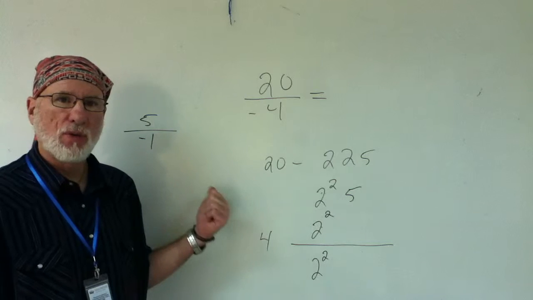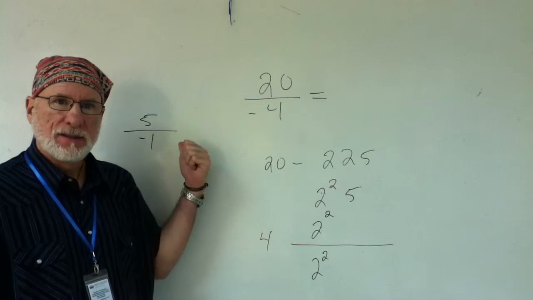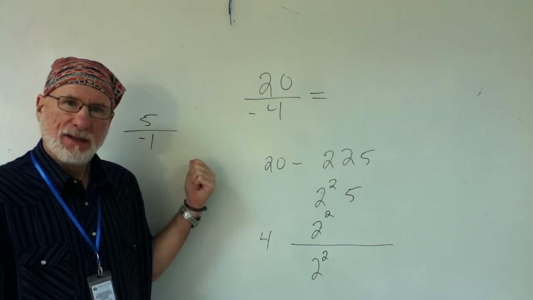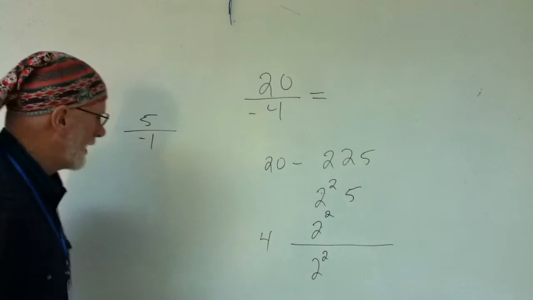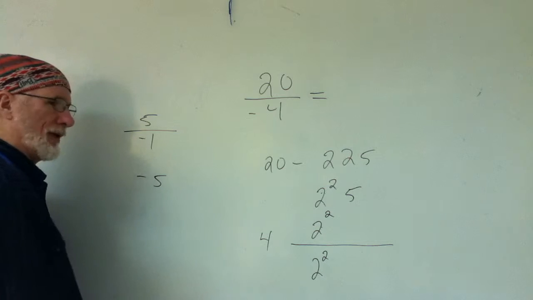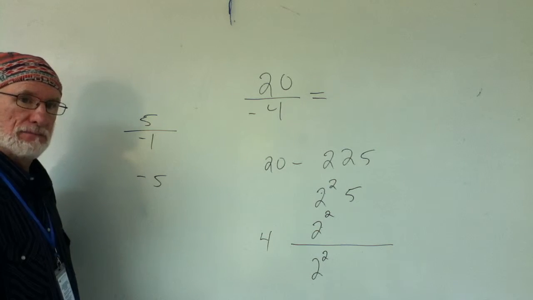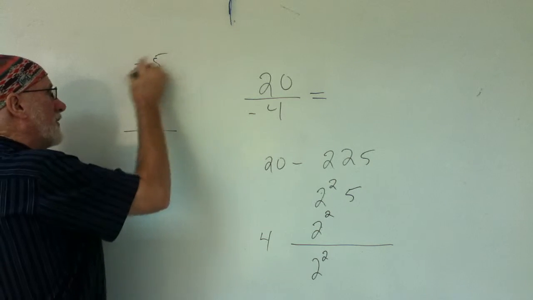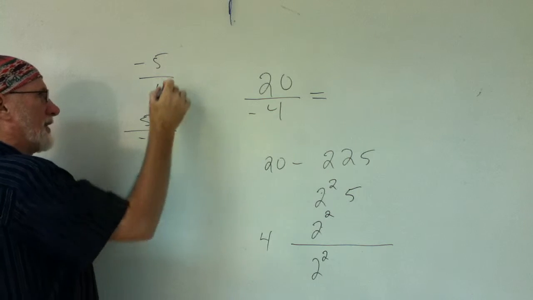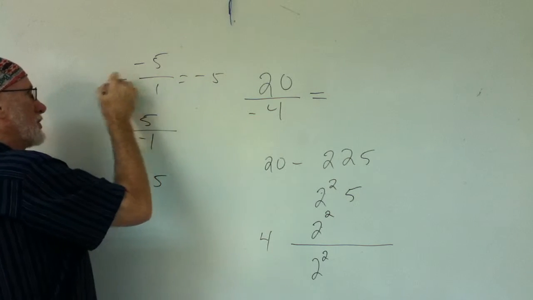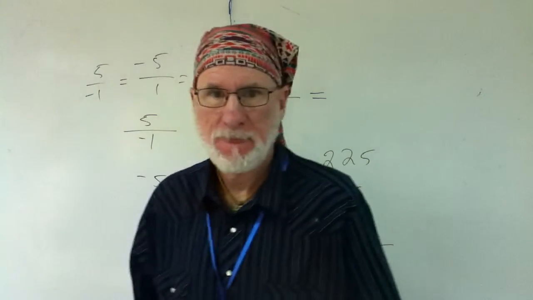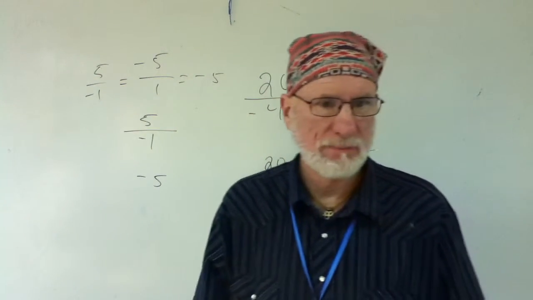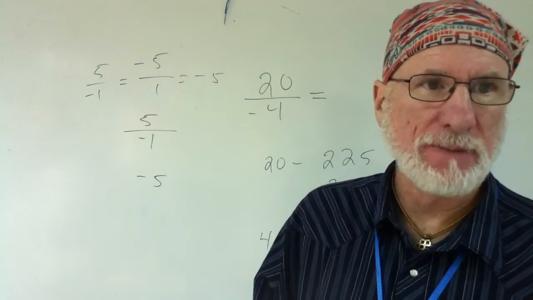So how can you rewrite this and make it look a little bit nicer? -5. Yes, -5. Can't you say -5 over 1, which is the same as -5, which is the same as 5 over -1? Same thing? So just say -5. Is that good? Okay. So that's that section.